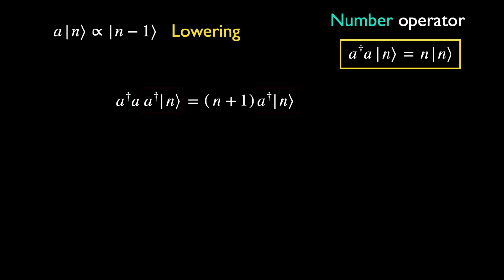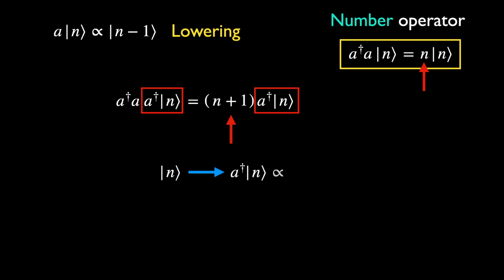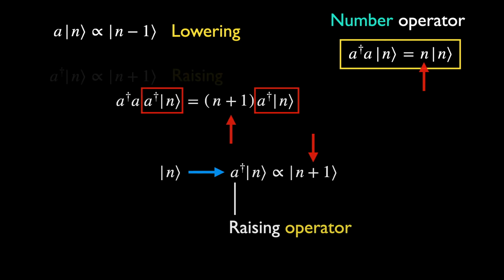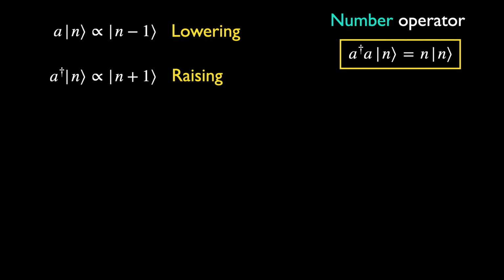This shows that A dagger raises the state n to a state n plus 1, which has an eigenvalue increased by 1. That's why it is called a raising operator. We now show that the eigenvalues of the number operator are all the positive integers.